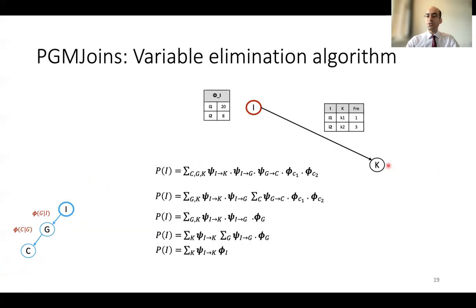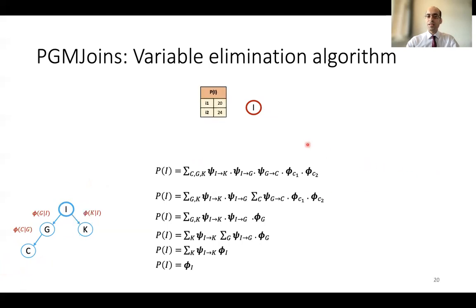So then we need to eliminate K, and we add another conditional factor here, which gives us the frequency of K given I in this subtree of the graph. And the final result is the frequency of attribute I over the join result. So we can simply generate a uniform sample because we have the frequencies.